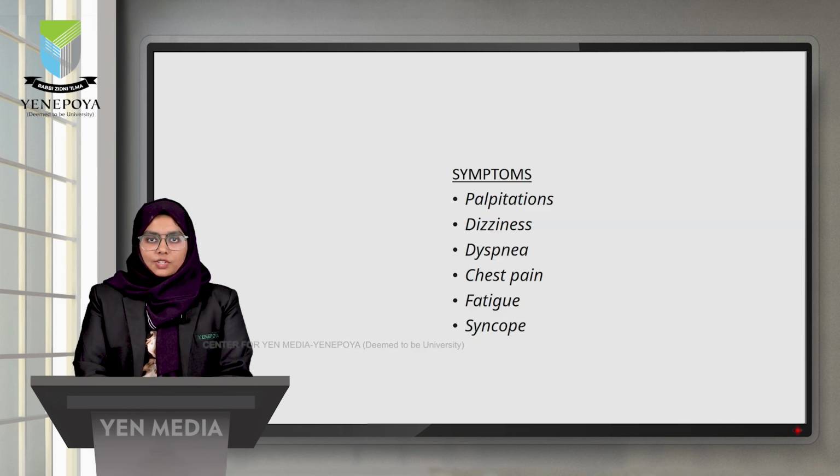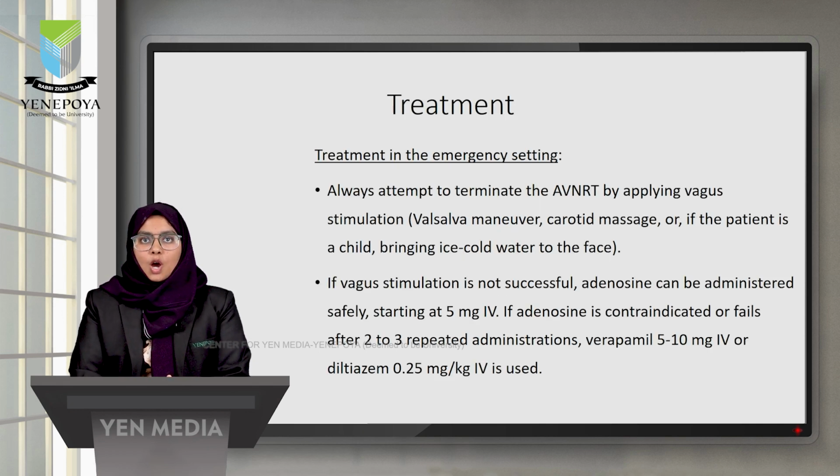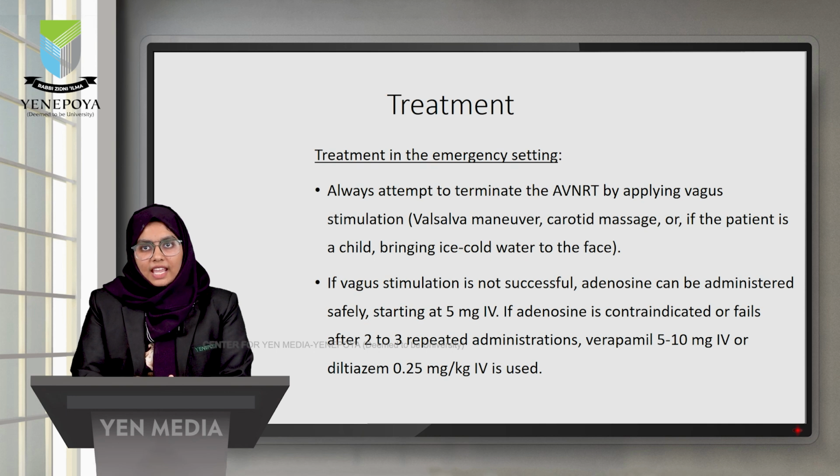Symptoms: palpitation, dizziness, dyspnea, chest pain, fatigue and syncope. Treatment in the emergency setting. Always attempt to terminate the AVNRT by applying vagal stimulation: Valsalva maneuver, carotid massage. If the patient is a child, bringing ice cold water to the face. If vagal stimulation is not successful, adenosine can be administered safely, starting at 5 mg intravenously.